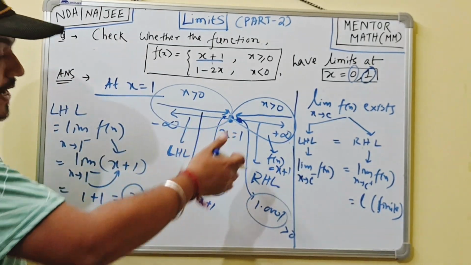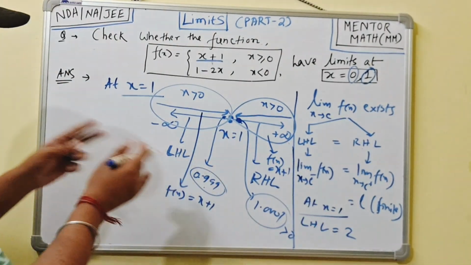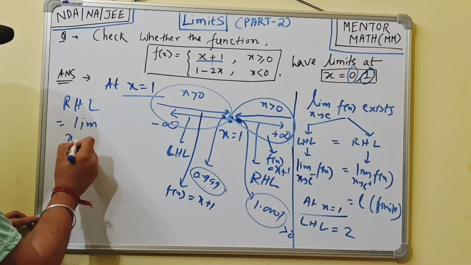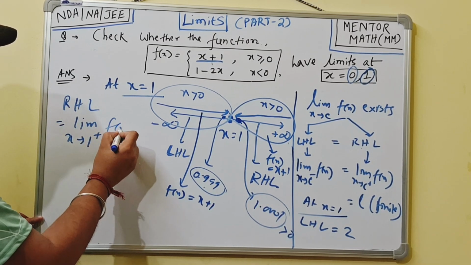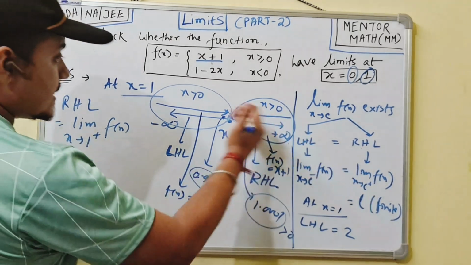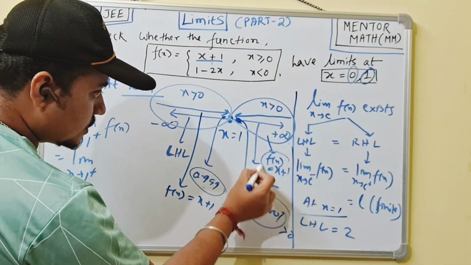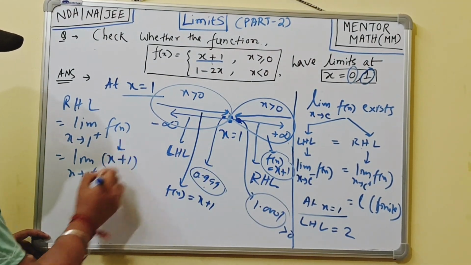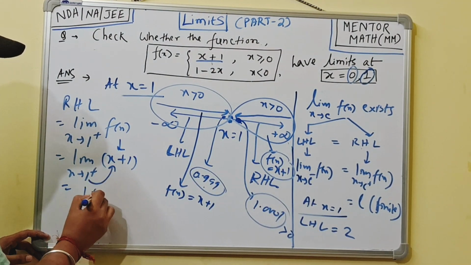Now comes to your right hand limit, which we can also solve. Now you can check the right hand limit, that is limit x tends to 1 positive of f(x). When it comes from the right hand side, the value of the function is also x plus 1. So put x equal to 1 here, and you again get the value 1 plus 1 is 2.